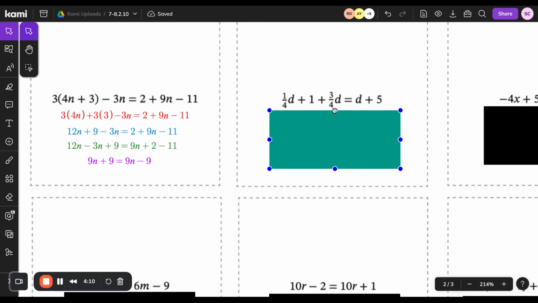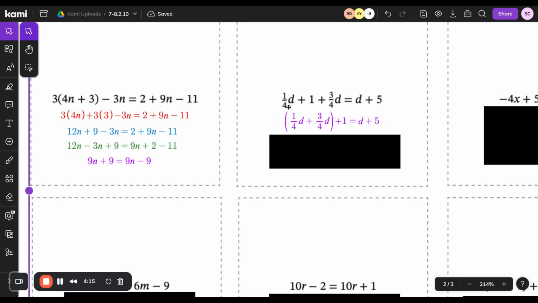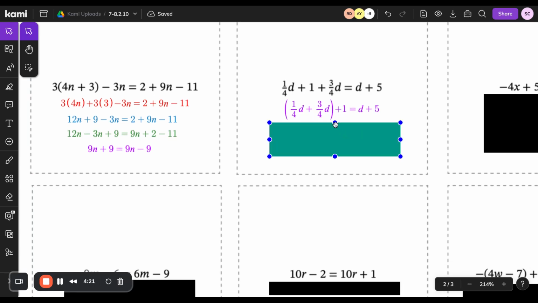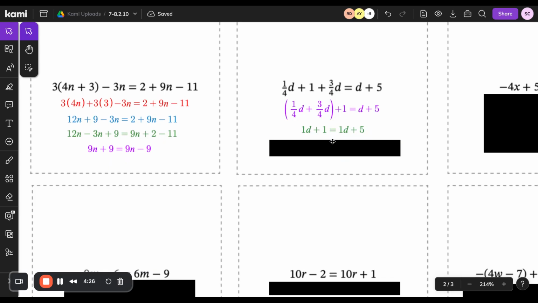Going on to the next one, putting together our like terms. So we grouped together the 1/4 and the 3/4, kept our 1 out to the outside, and we didn't have anything to simplify on the second side. And 1/4 d plus 3/4 d gave us 1d. We have 1d plus 1 is equal to 1d plus 5.